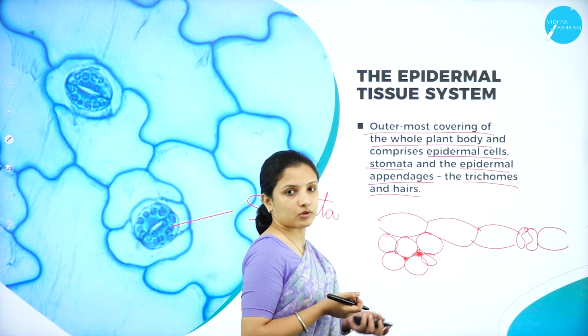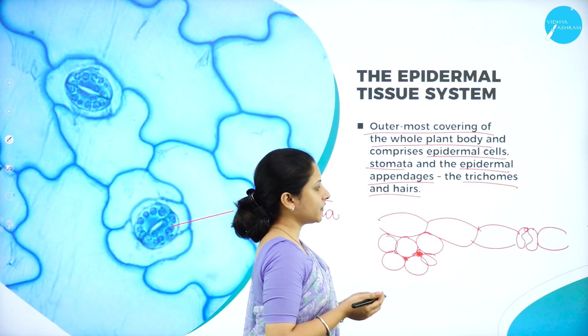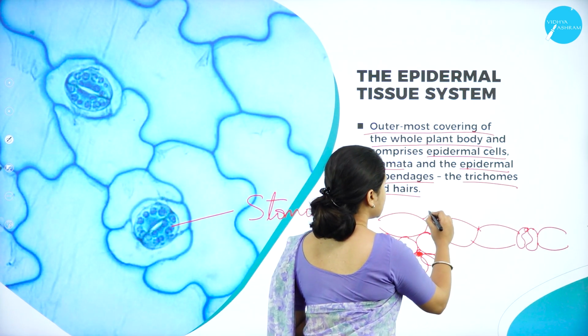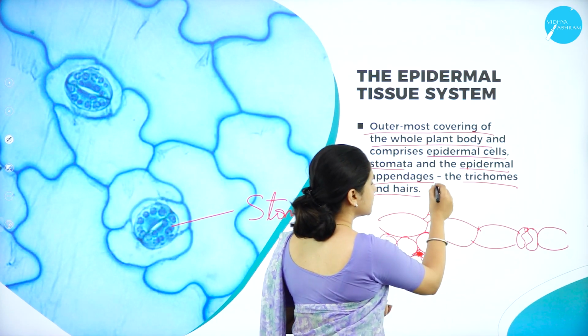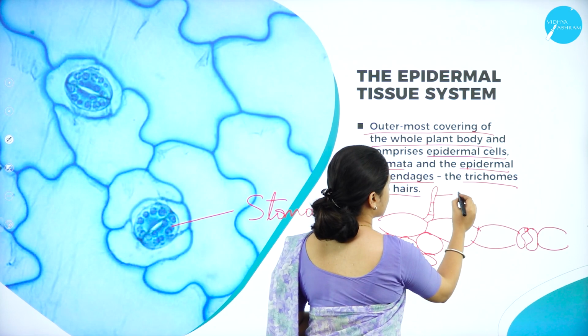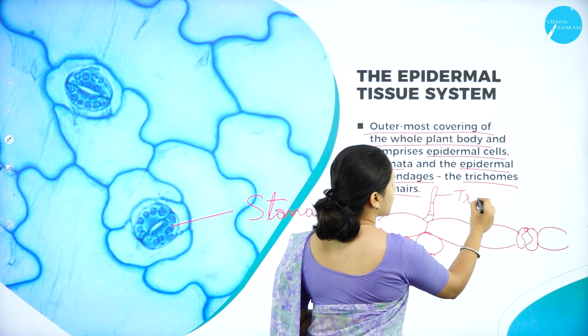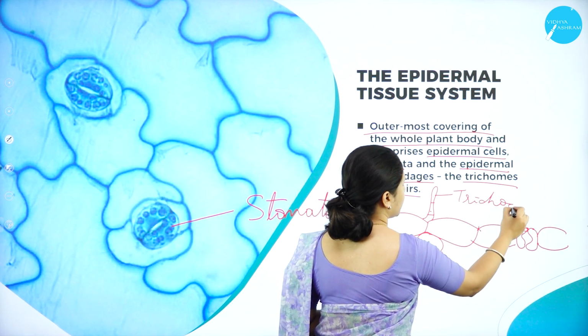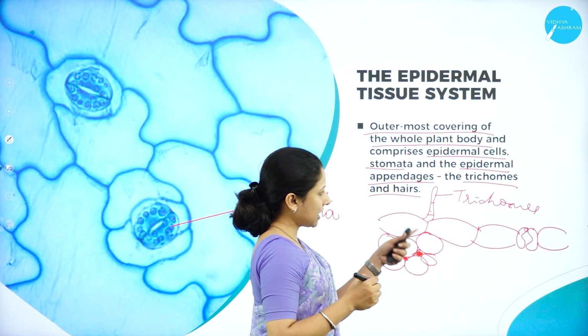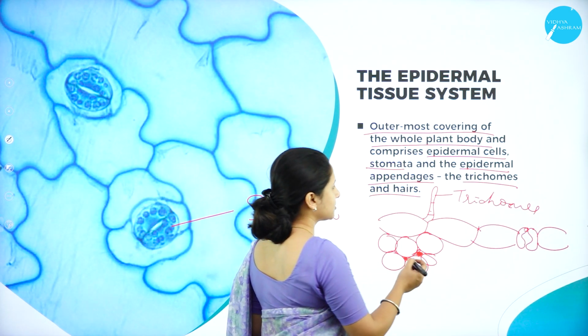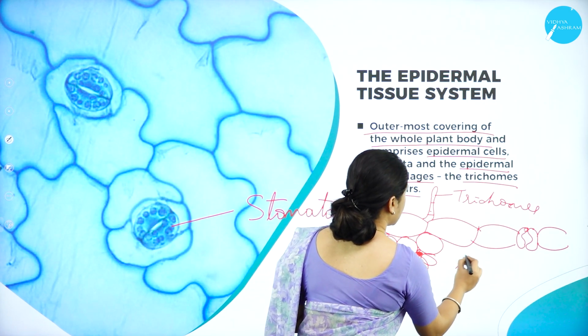So we shall study about that later. Apart from having all these, they also have hair-like structures which are multicellular. These hair-like structures are nothing but trichomes. If I'm talking about the epidermal cells of a leaf, then it is called a trichome. If the same thing is that of a root, then it is called the root hairs.